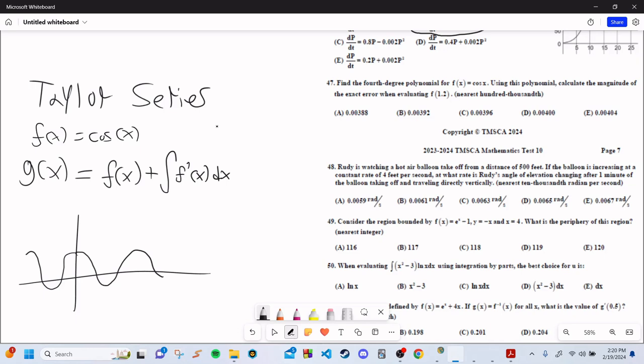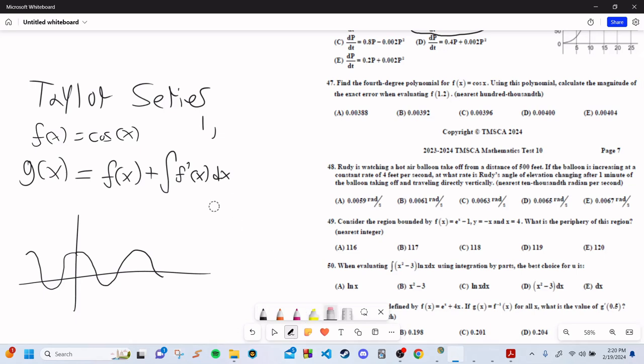Let's say I know what the value of cosine of x is at 0. It's 1. And I know what f prime of cos of x is at 0. Oh, this should be 0, my bad. So at 0, the first derivative is 0. Then my equation goes from being g of x equals 1 to being g of x equals, well, 0x, which is still 0. So that doesn't help us.